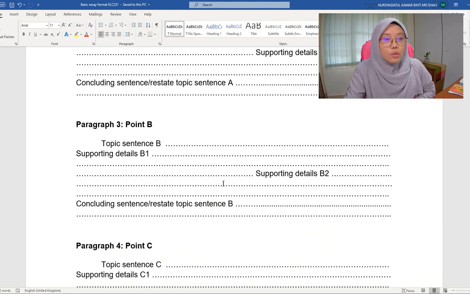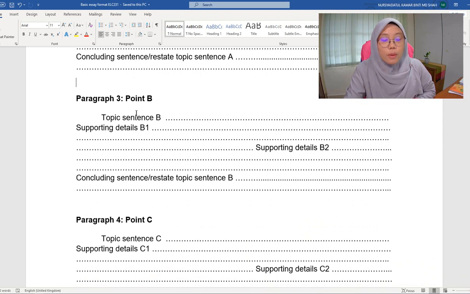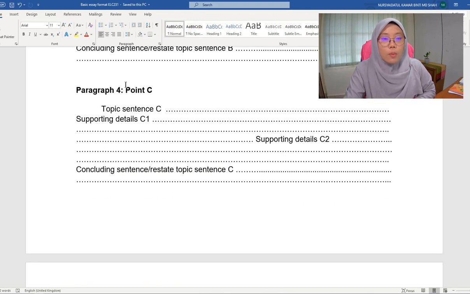Now moving on to paragraph number 3, whereby you write point B. Again, the same format: topic sentence B, supporting detail B1, and then another supporting detail for point B, and then the concluding sentence, or you restate the topic sentence for B. And then paragraph 4, whereby you write point C. For point C, the same format still: topic sentence followed by two supporting details, and then the concluding sentence, or restate the topic sentence.